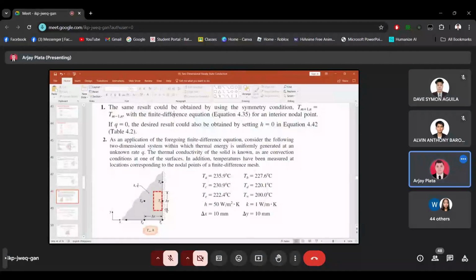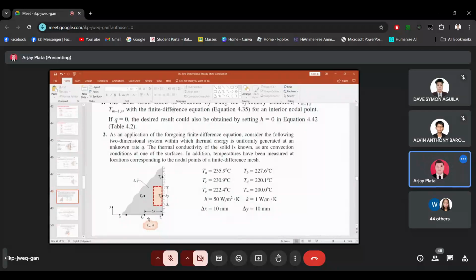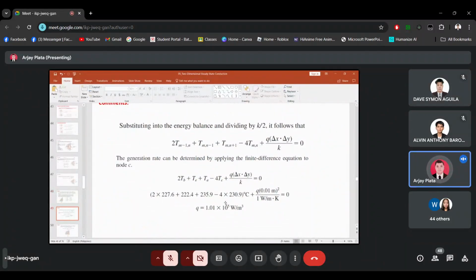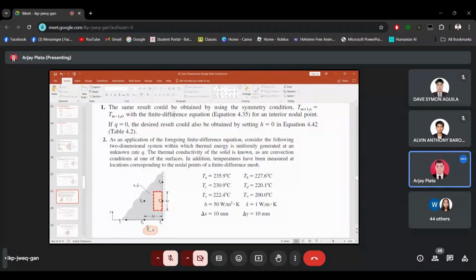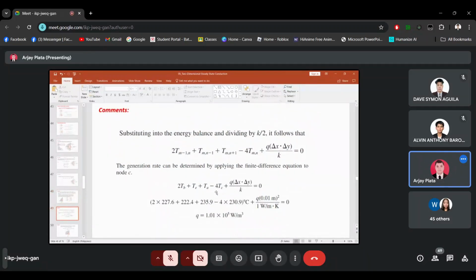The reason is that in the energy balance, this is considered as the region. By using energy balance, they did not consider the fluid coming from outside, so there's no convection heat transfer here. But in other scenarios, we include convection heat transfer.